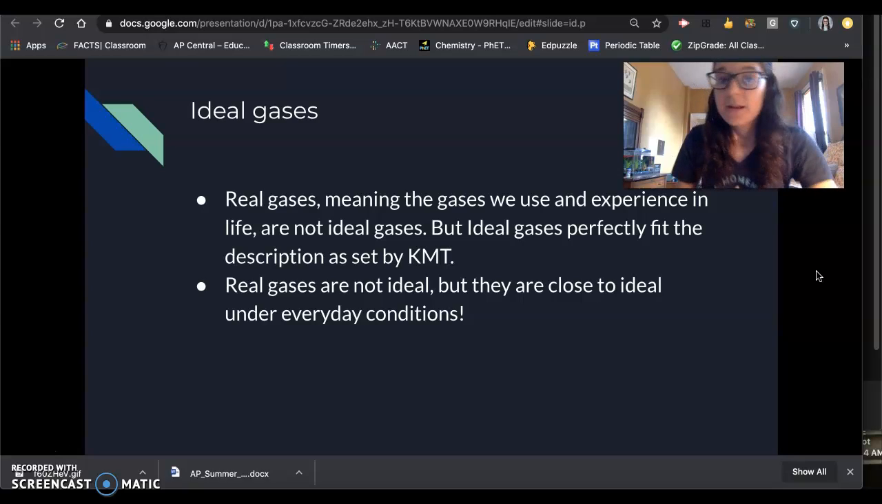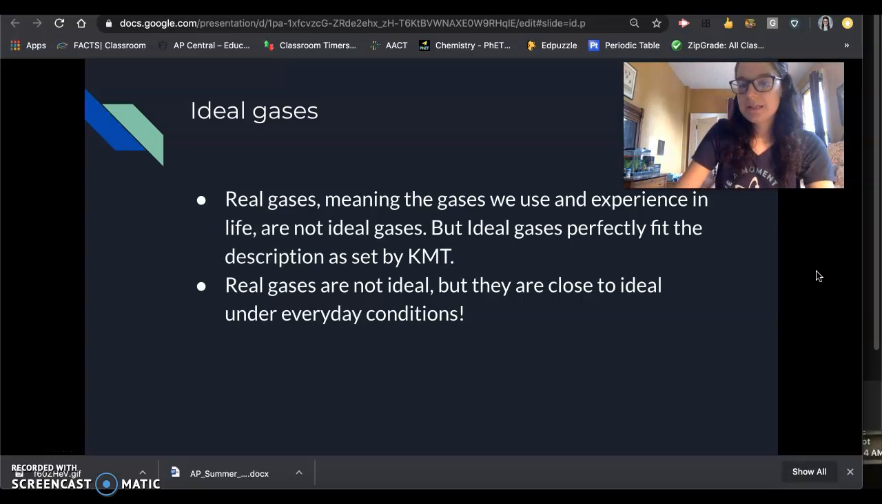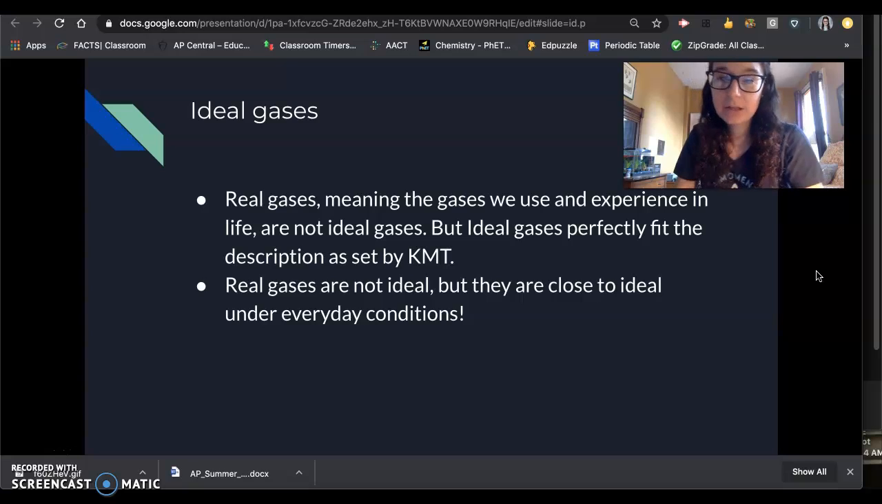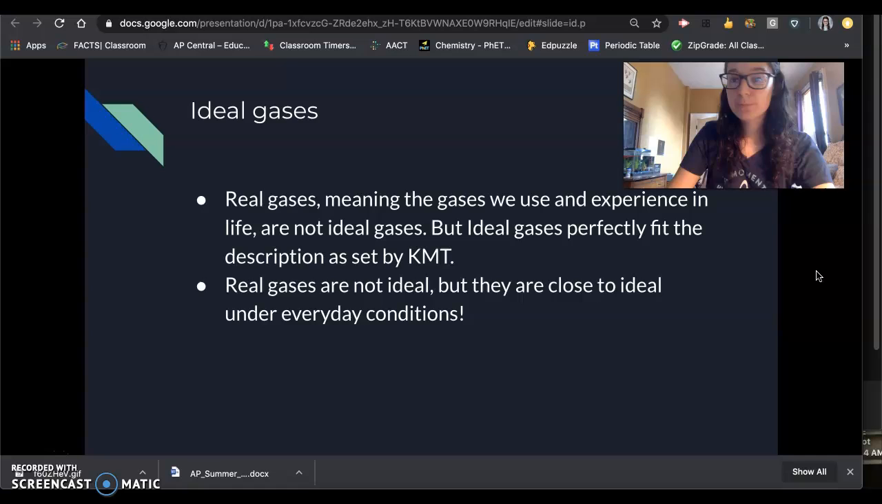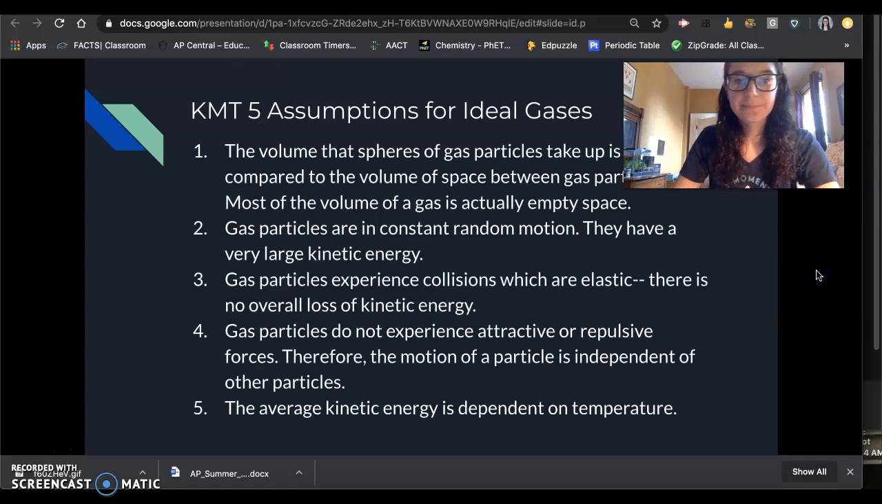Ideal gases are gases that don't really exist. These are gases that would 100% follow what is stated for gases' behavior in kinetic molecular theory. Real gases are the ones that we actually deal with in the real world. They're not ideal, but they can be close depending on the conditions. So in normal conditions, their behavior is pretty close to ideal gases, but still not perfect.